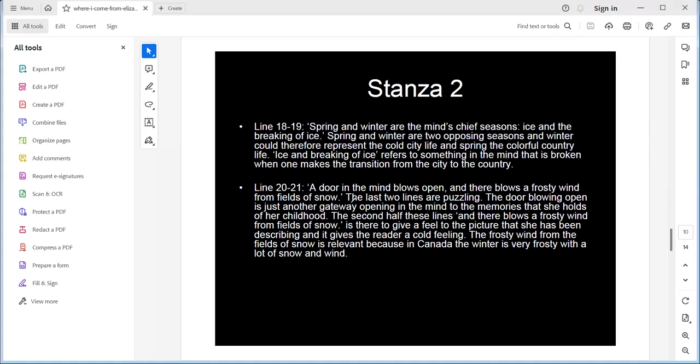The last part: a door in the mind blows open and blows a frosty wind. Frosty means very cold, from fields of snow. So according to the words, you could learn the weather of Canada. The door blowing open is just another gateway opening in the mind to the memories that she holds of her childhood. Whenever the poet sees a windy, cold place, she could remember that place because it's quite similar. And the second half, and there blows a frosty wind from fields of snow: the cold wind that comes from the snow can make her remember her birthplace, something like that. So we have finished up to this.